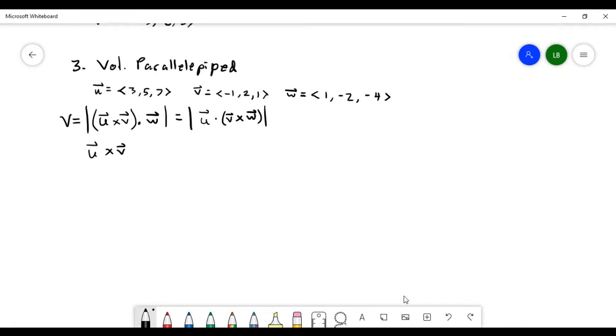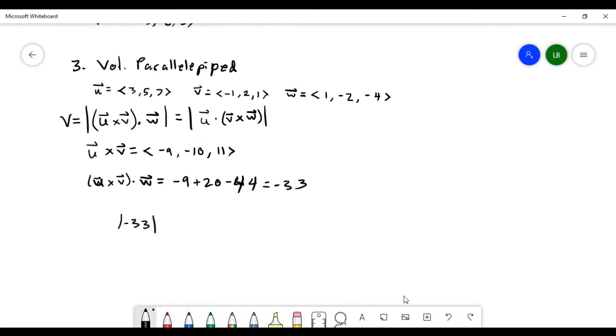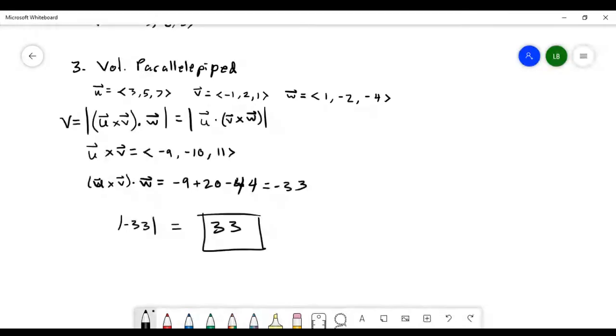So I did u cross v. I found that that was equal to (-9, -10, 11). And then I took the dot product with w, u cross v dotted with w, and I got -9 plus 20 minus 44, which comes out to -33. And the absolute value of -33 comes out to be 33, which is my volume. Make sense?